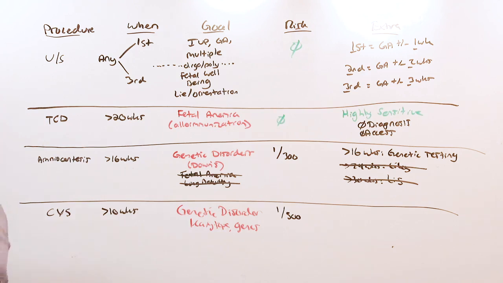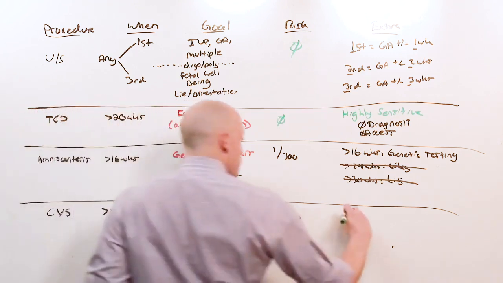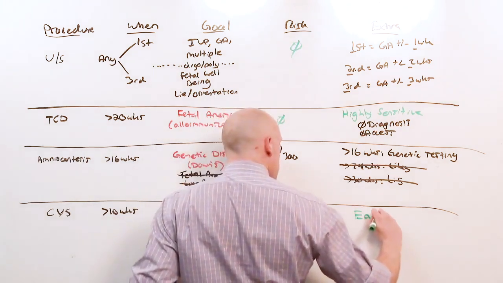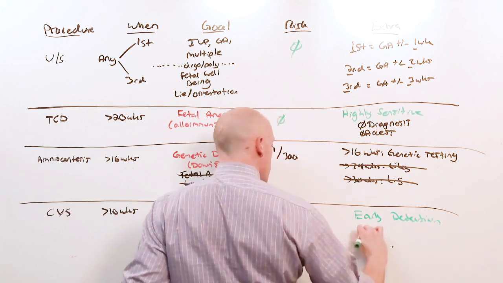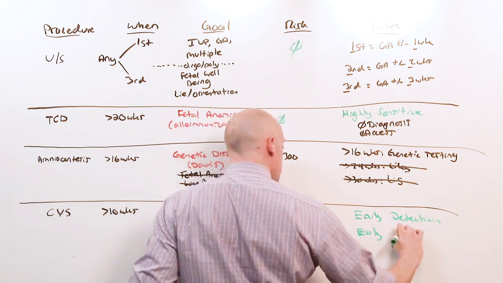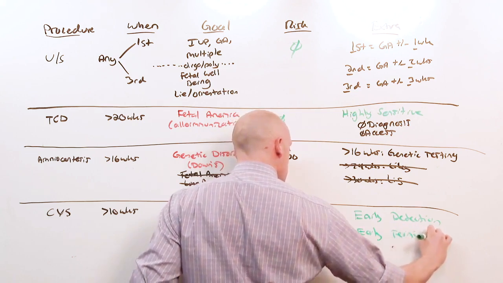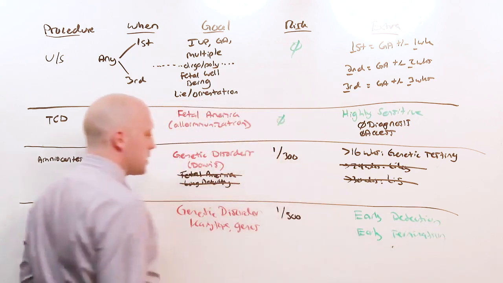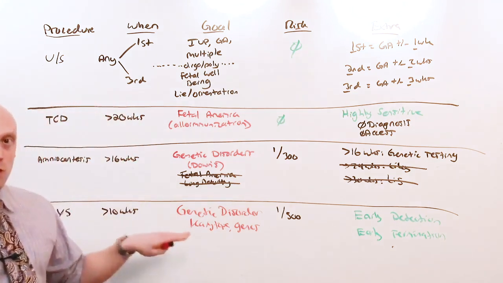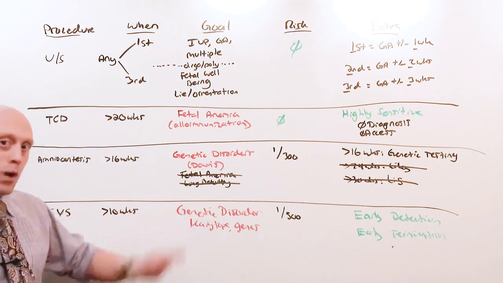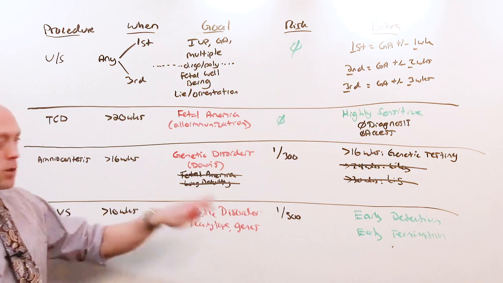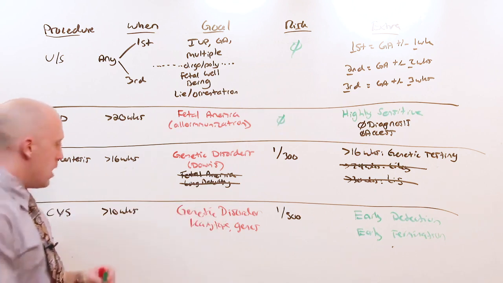And because it can be done so early, identification allows for early termination. In high-risk pregnancies, where mom may know that she has a high risk of having these genetic disorders, she may want to take the risk early on in order to terminate and try again.